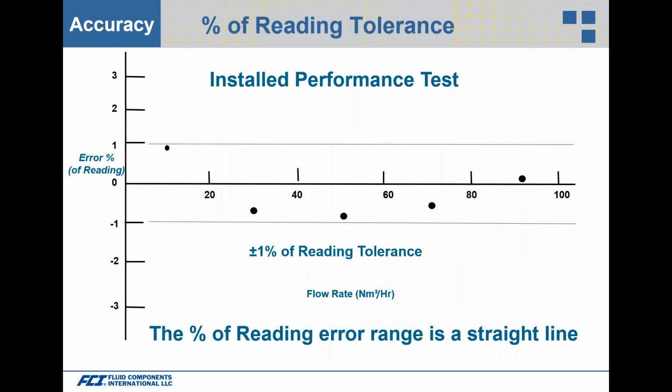So we would have an error accuracy located here on the chart, whereby on the left-hand side is the percent of error based on reading, plus or minus 1% of reading, and the flow rate, where we're going from 20 all the way up to a maximum of 100 normal cubic meters per hour. And you can see the repeatability is just 1%, and all the dots are lining up within 1%.